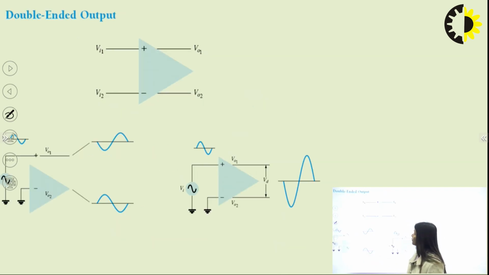Similarly, we have double-ended output too. There are 2 outputs and 2 inputs. So we can say these are the double-ended outputs in the case of an OPAMP. Here also we have 2 outputs like this.